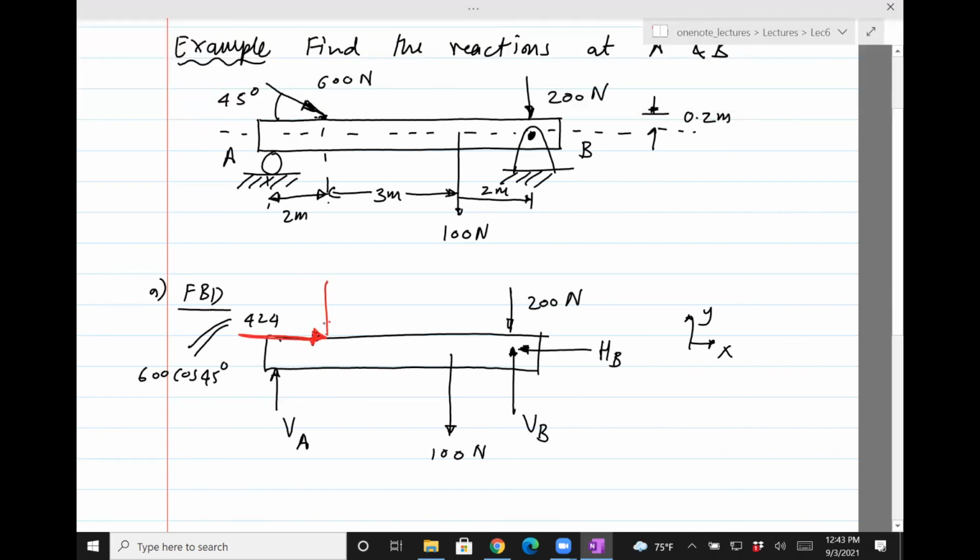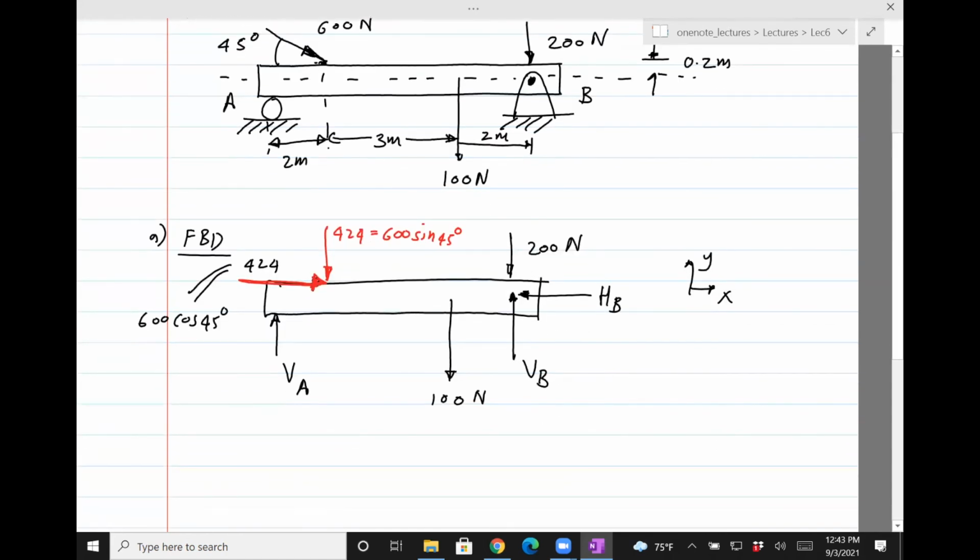And then if I resolve it in the vertical direction, it's going to be 424 again, but this time 600 sine of 45 degrees. Okay, so that free body diagram now has all the forces, and I'm all set to find the reaction forces.